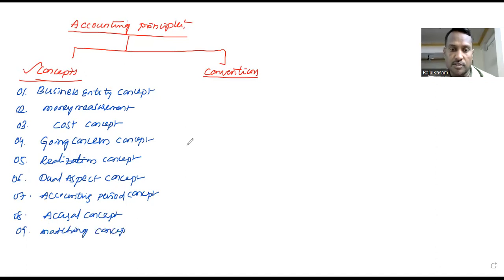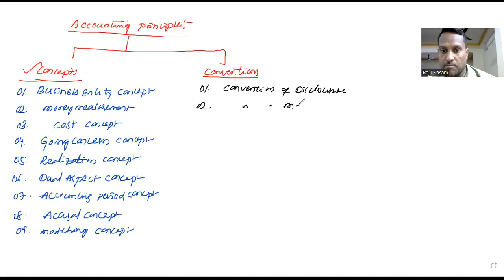Yes, the accounting principles are broadly divided into two types: concepts and conventions. What are the different types of conventions? Convention of disclosure. Convention of materiality. Next, convention of consistency. And the last one, convention of conservatism.